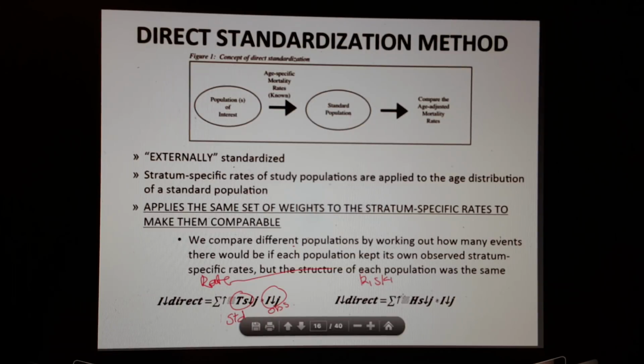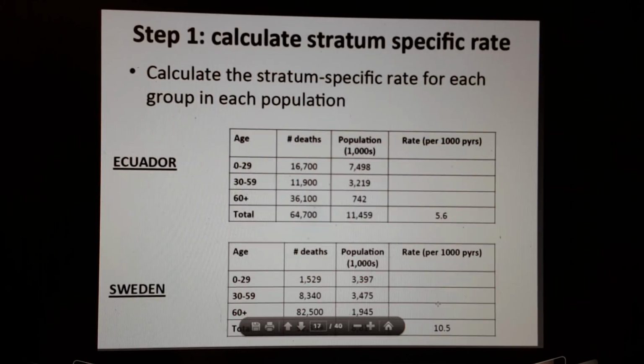Here's for risk. So same thing, this is a sum, so you're just summing up each of the strata. This is your standard population of the proportion of animals for risk in each level or stratum. And here is your risk in your study population. So this is your observed. Okay, so we're going to go through these in more detail.